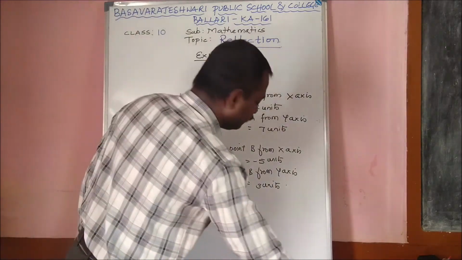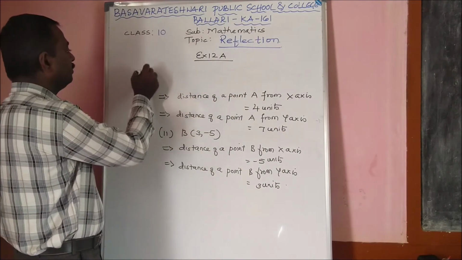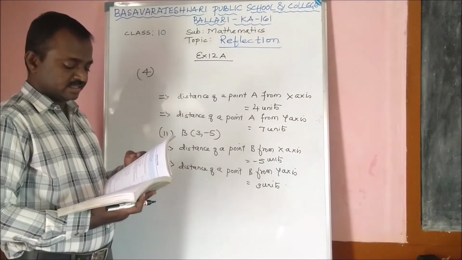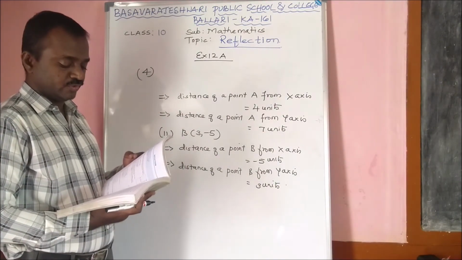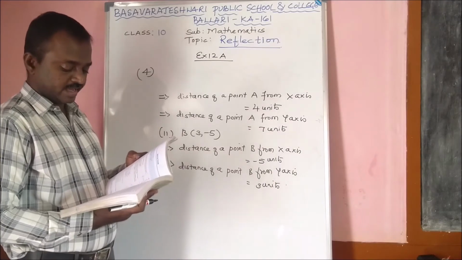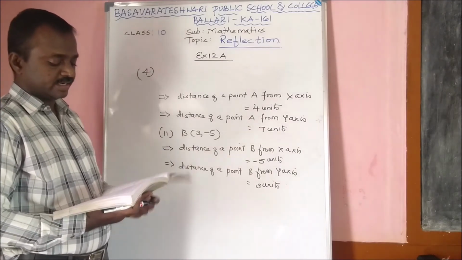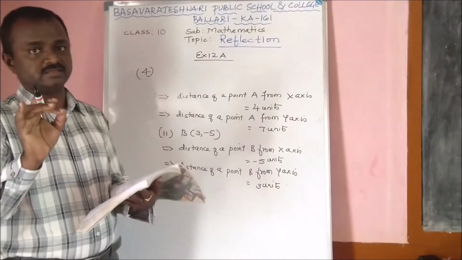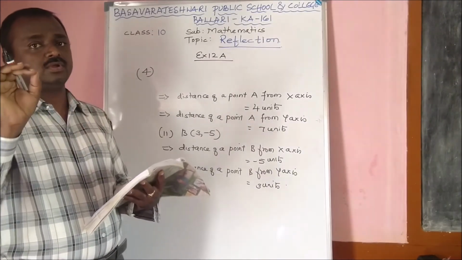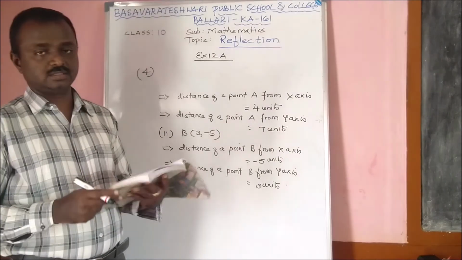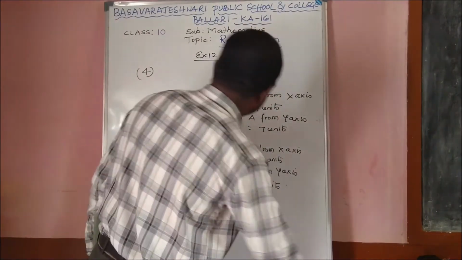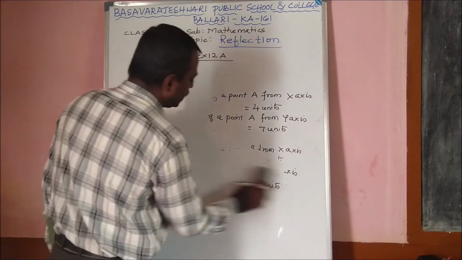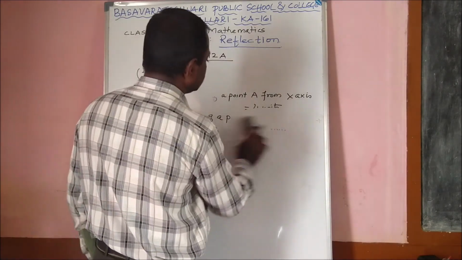Now come to the fourth main. A point lies on the x-axis at a distance of 4 units from the y-axis. What are the coordinates of this point? See, the point lies on the x-axis at a distance of 4 units. Don't draw the figure, I just want you to understand what question they are asking. So, what is the answer?